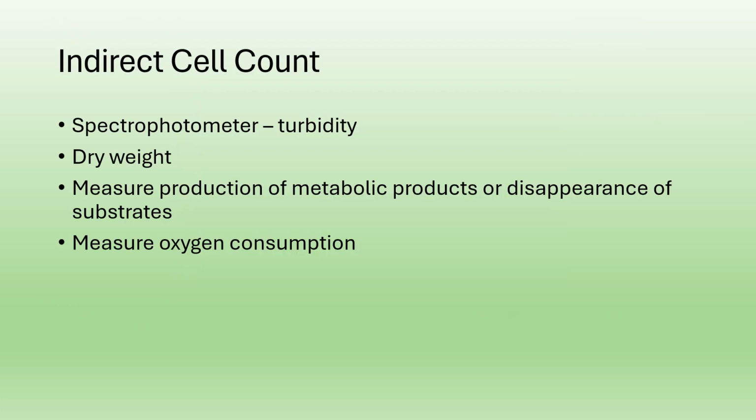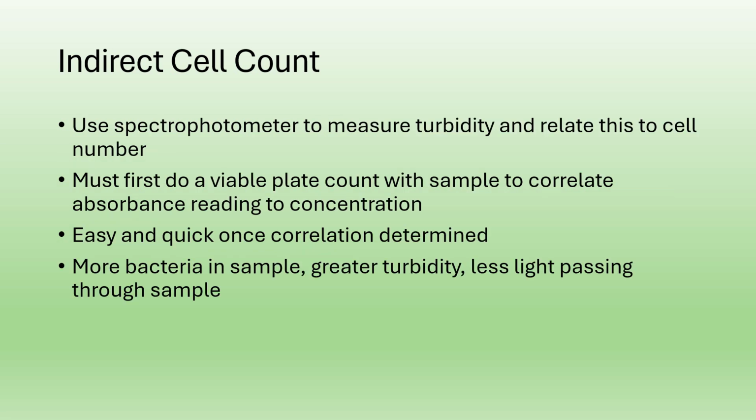There are several different ways of measuring indirectly what the cell count is. You can use a spectrophotometer, which, as I said, is going to measure turbidity, or the cloudiness in broth. You can determine what the dry weight of the sample is. You might measure for production of certain products or the disappearance of certain compounds. You might measure the amount of oxygen that's being consumed. So these would all be indirect ways.